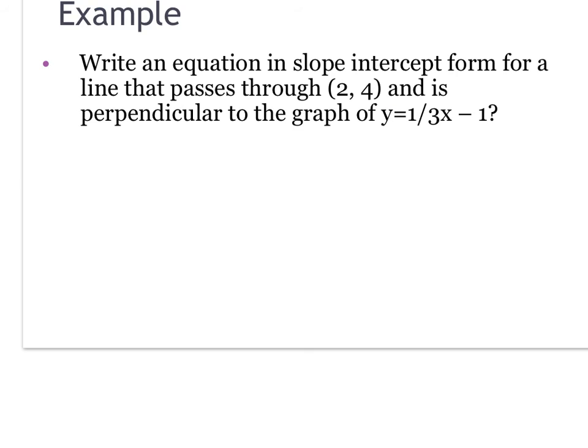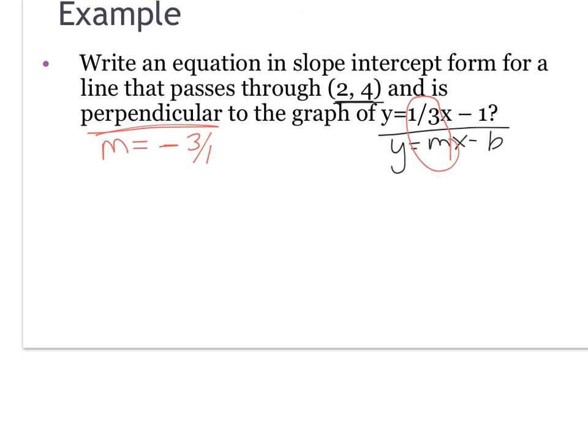We're going to write an equation in slope-intercept form for a line that passes through (2, 4) and is perpendicular to y equals 1/3 x minus 1. Now y equals 1/3 x minus 1 is in slope-intercept form. So I can tell you that our slope is 1/3. So my perpendicular must have the opposite reciprocal of that. So my perpendicular line must have a slope of negative, because the other one was positive, reciprocal 3/1, or negative 3.